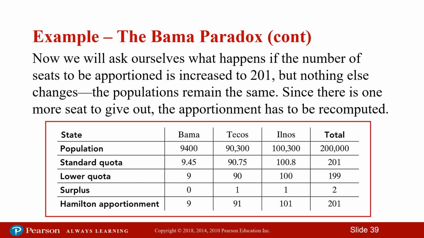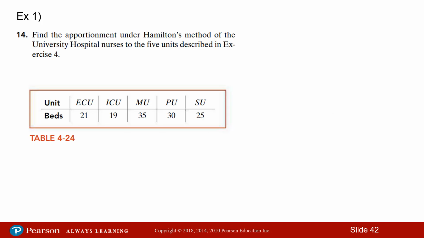Let's get to a problem that we have. This chapter here. There it is. Okay, we good? So get out your pens or pencils, whatever you need, your extra sheet of paper. Let's try number 14. Find the apportionment under Hamilton's method of the University Hospital nurses. The 5 units. So ECU, I know ICU, that's intensive care unit. ECU, anybody? Emergency care unit? That sounds about right.